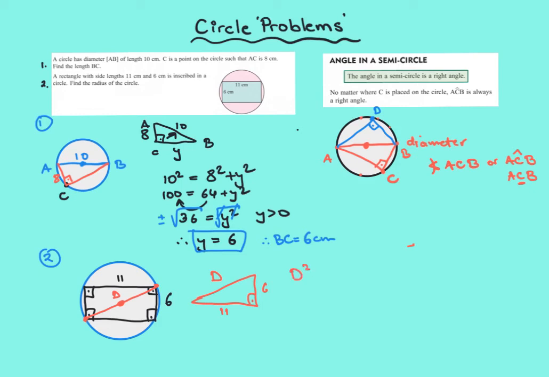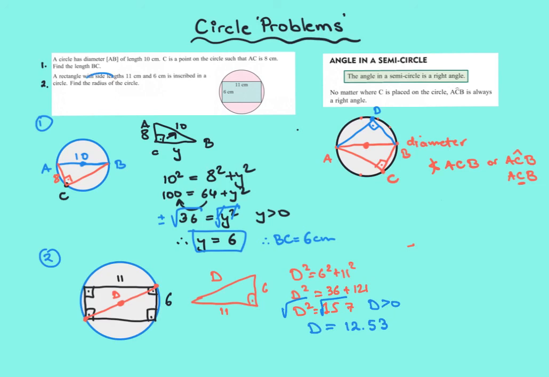That's the diameter. D to the power of 2 is 6 to the power of 2 plus 11 to the power of 2. The next one is D to the power of 2 is equal to, altogether, 6 to the power of 2 is 36 plus 11 to the power of 2, 121. So this is going to give us 157. We do need D by itself, so square root of both sides, D is bigger than 0. So therefore D is equal to the square root of 157, which is approximately 12.53. So this is the diameter.